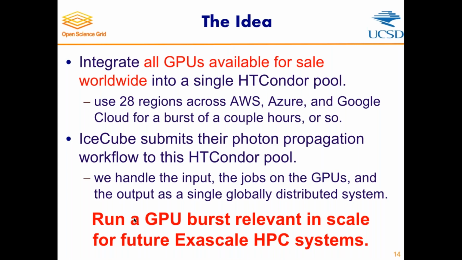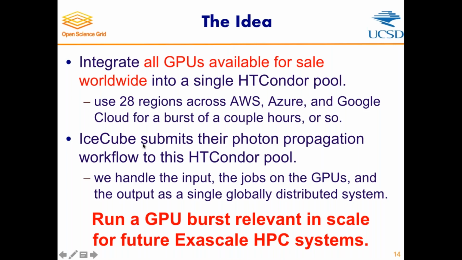To do this, we had finances to buy at most 90,000 V100s, and you'll see that number again in a second. Then we just went, well, let's see what we can buy. In the first burst, we bought everything that was available. We used 28 regions across AWS, Azure, and Google.